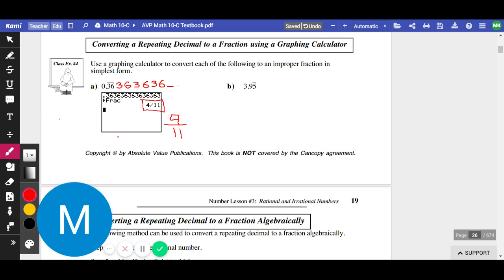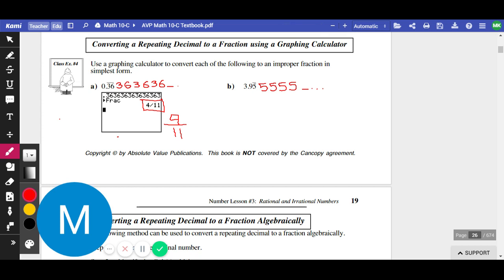You can try again with this one. So B. If you look at B, it's 3.95. The line is over the 5 only, so that means 3.95, 5, 5, 5, going forever. Fill the whole top line in your calculator, so 3.95555555555. Then, if you talk to many of the teachers, they'll say math bracket, because those are the buttons you're going to hit. You hit math, then the frac option, number 1. Math, frac, enter.